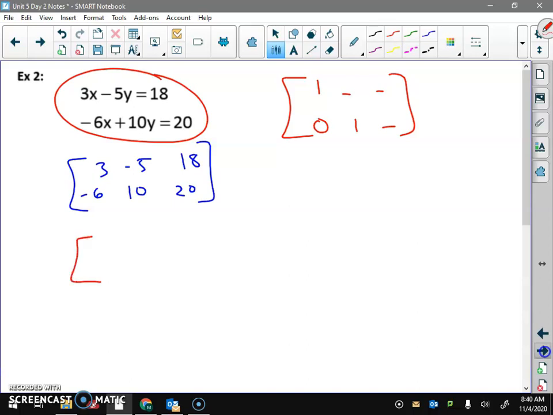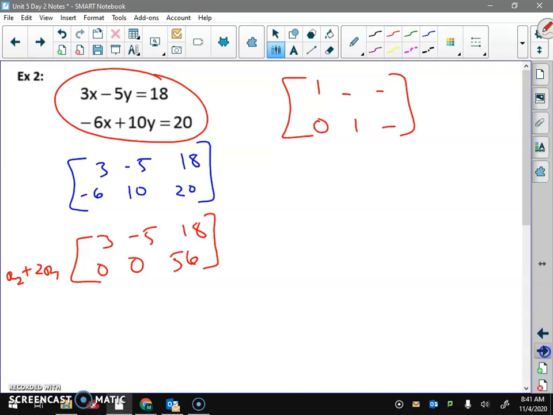I'm going to say 3, -5, 18, my old row 2, plus 2 row 1s. -6 plus 6, 0. 10 minus 10, 0. Ooh, something more happened that we didn't expect. I wonder what that's going to mean in a second. 2 times 18 is 36, plus 20 is 56. And you go, is that a problem?